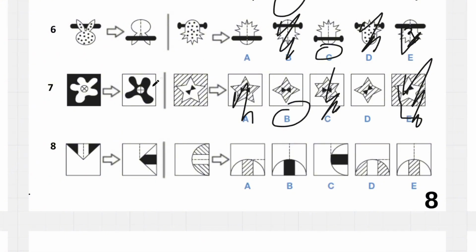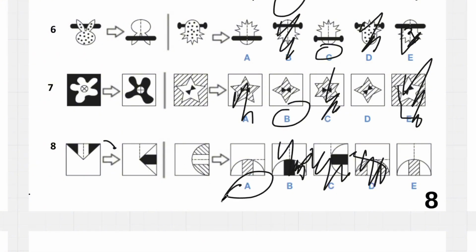Question number eight, we rotate this shape 90 degrees clockwise, which means you can cross out C. We invert the shading, which means on the inside it will be hatched, which means you can also cross out B, and then we have to add this little dotted line which comes to the right hand side once you've rotated it, which looks like A.